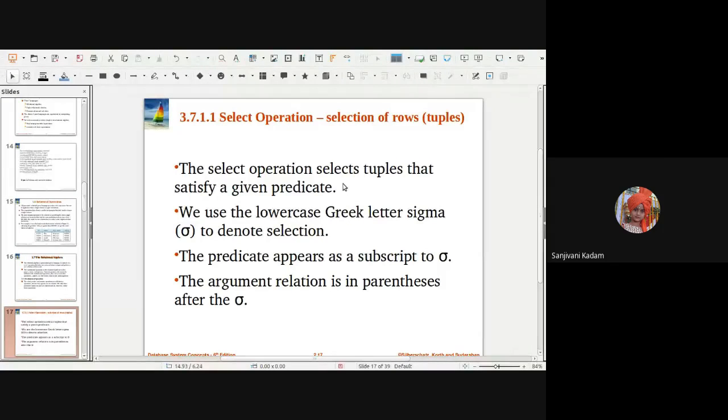Here the select operation selects tuples that satisfy a given predicate. Predicate means condition. We use the lowercase Greek letter sigma to denote the selection. The predicate appears as a subscript to sigma, and the argument relation is in parentheses after the sigma. So whatever condition we want to apply, we pass it as a subscript to the sigma, and next to that, in brackets, we pass the relation name on which we want to apply this condition. Let us see an example.